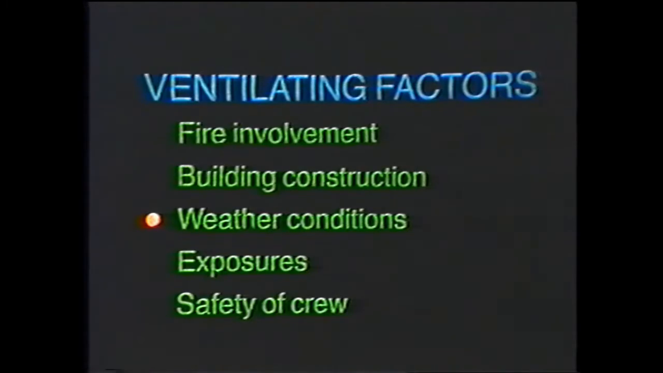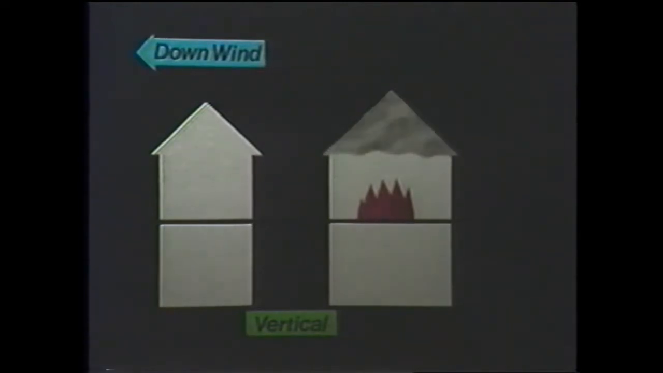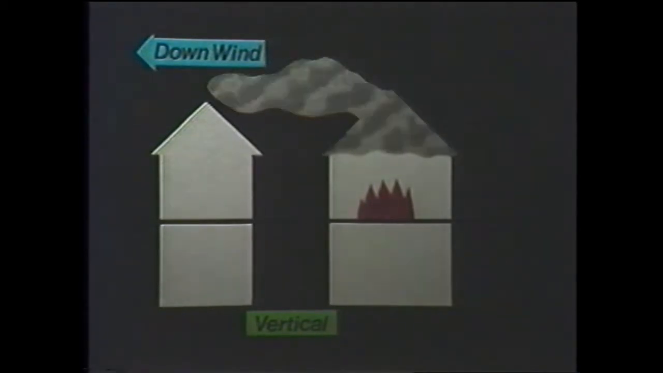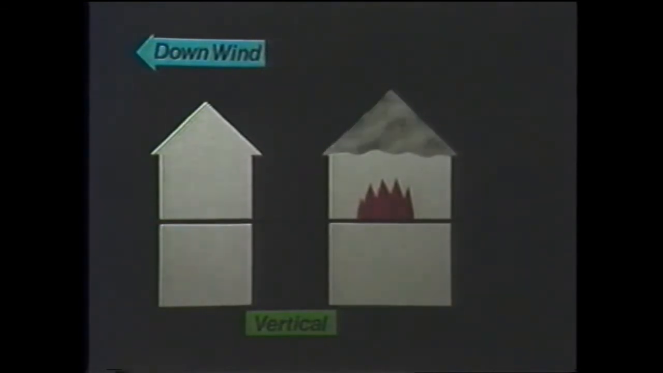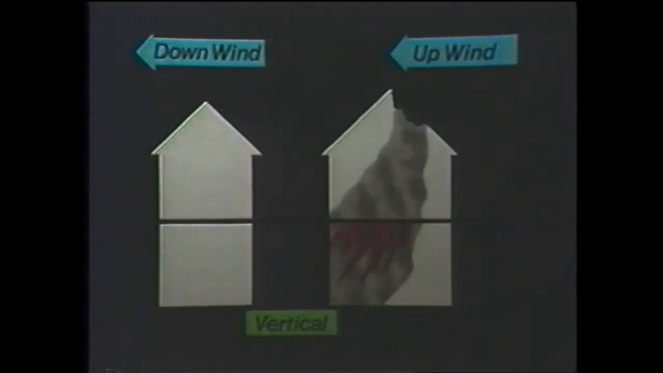The weather is important when considering venting. Wind direction and speed are very important. Vertical ventilation should be as high on the roof as possible on the downwind side of the structure. Placing the hole on the downwind side of the roof allows the wind to pull combustion products up and away from the structure. If the vent hole were to be placed on the upwind side of the structure, the wind could very possibly blow down through the vent hole, spreading flames throughout the structure and endangering personnel who may be working inside.